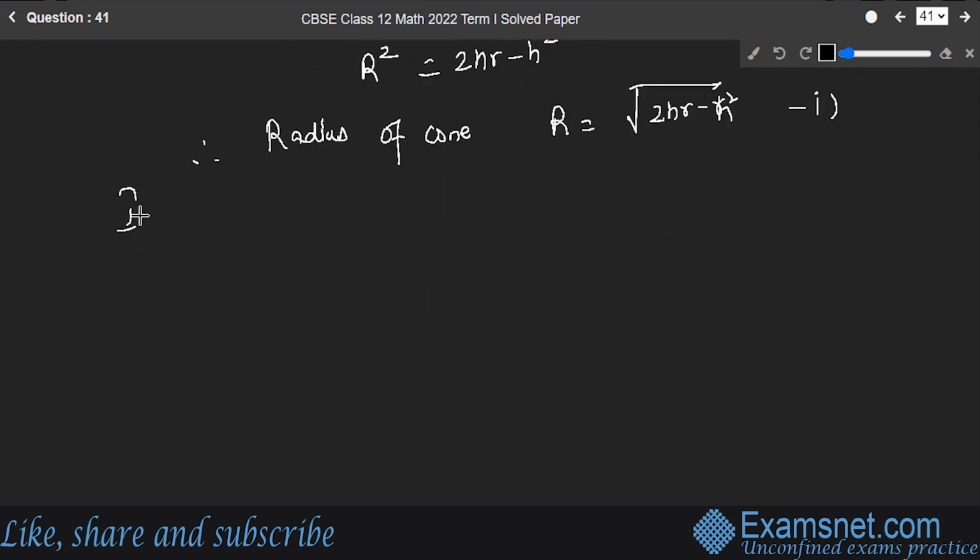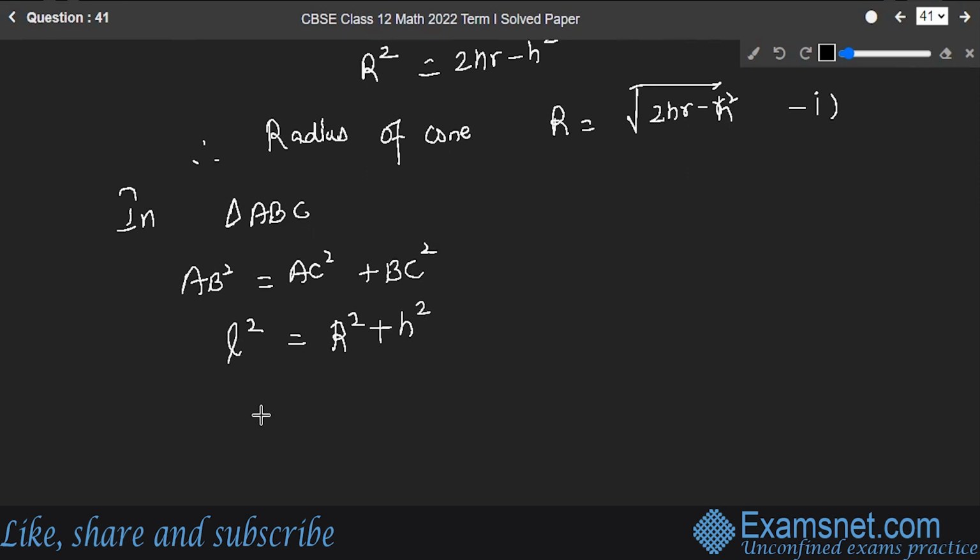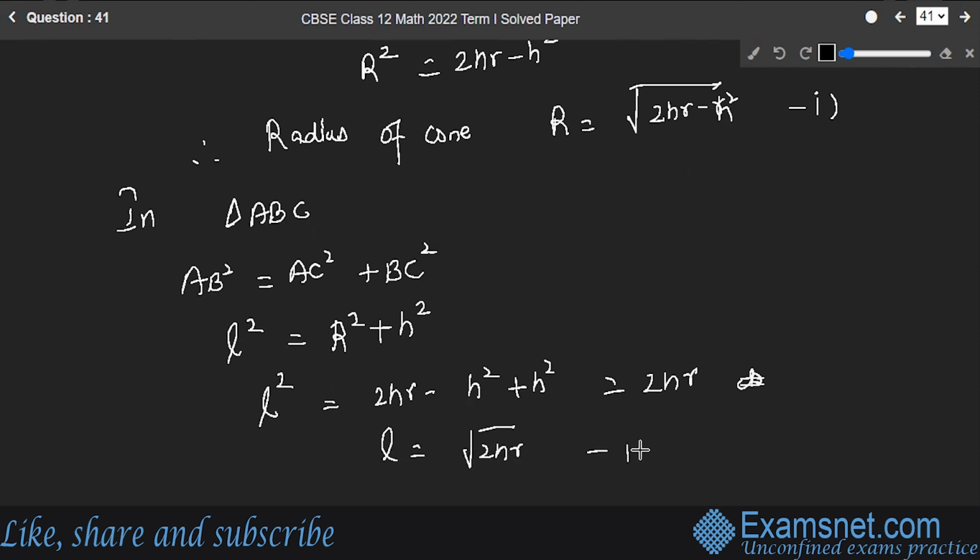Now, I'm considering the triangle ABC. In the triangle ABC, AB square is equal to AC square plus BC square. That means L square is equal to capital R square plus h square, or L square is equal to 2hr minus h square plus h square, which is equal to 2hr. That is, L is equal to root of 2hr. Let's say this is your equation 2, and this is your slant height.